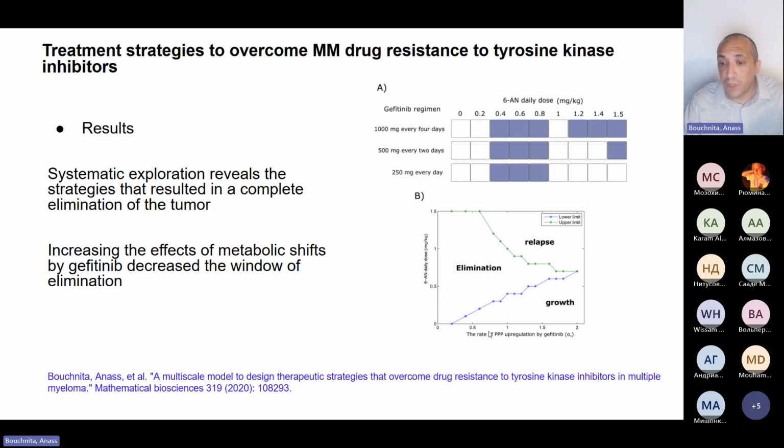Another thing is what happens when we increase the effect of drug resistance, where the metabolic shifts increase due to the EGFR treatment. In this case, the therapeutic window that leads to the elimination also shrinks. So if we increase the effects of drug resistance, then we will have less choice to make. Probably we will have only this 0.6 that becomes effective.